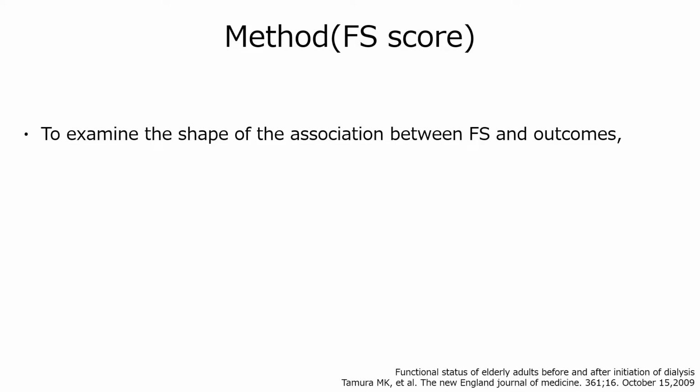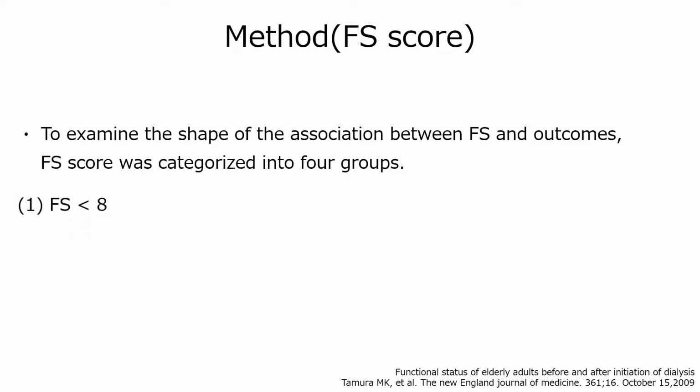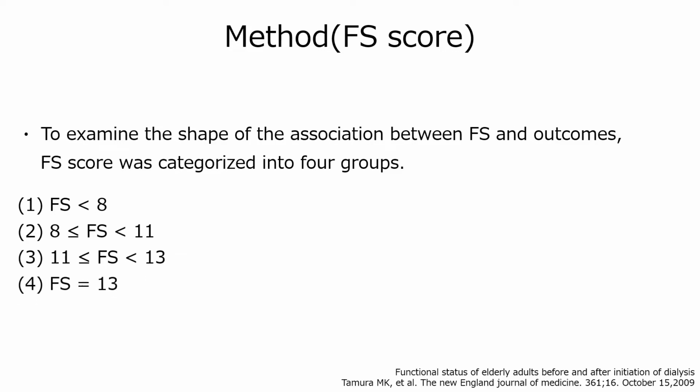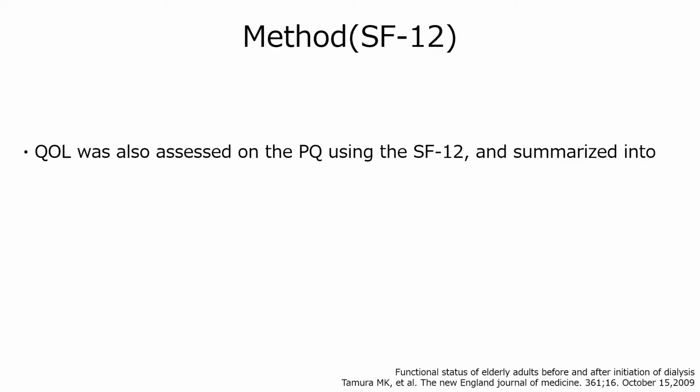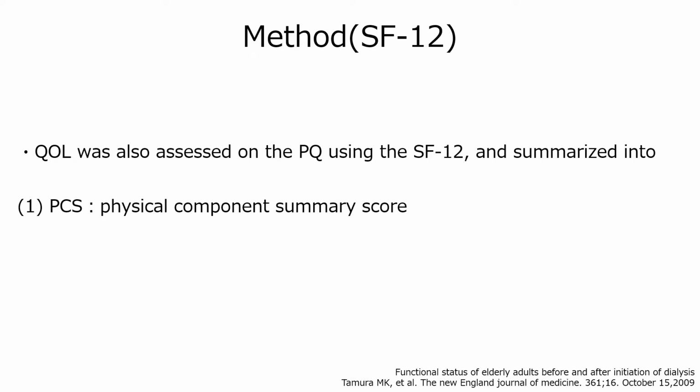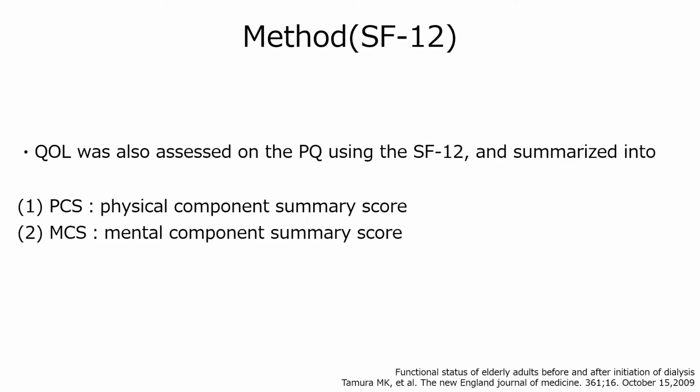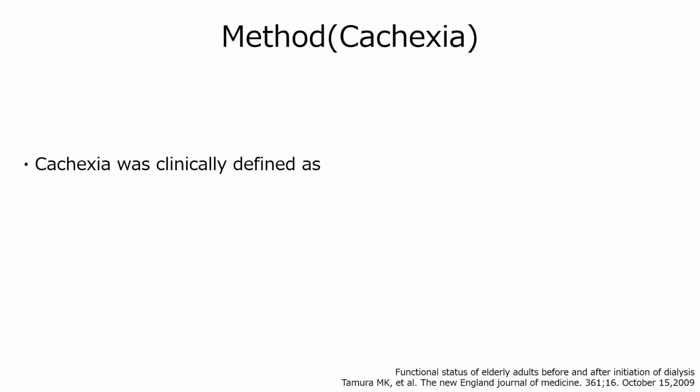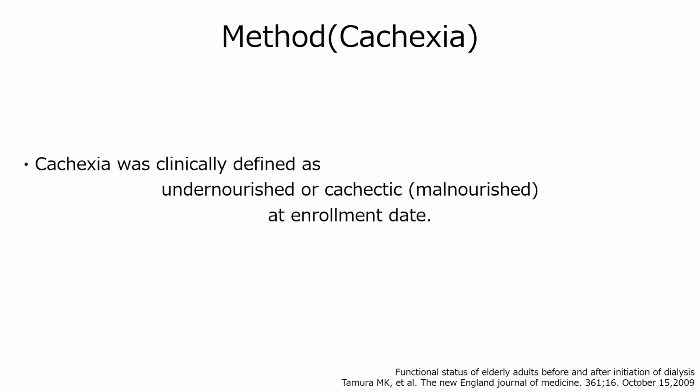To examine the shape of the association between functional status and outcomes, functional status score was categorized into 4 groups: less than 8, from 8 to 11, from 11 to 13, and equal to 13. Quality of life was also assessed on the patient questionnaire using the SF-12 and summarized into physical component summary score and mental component summary score. Cachexia was clinically defined as undernourished or cachectic at enrollment.